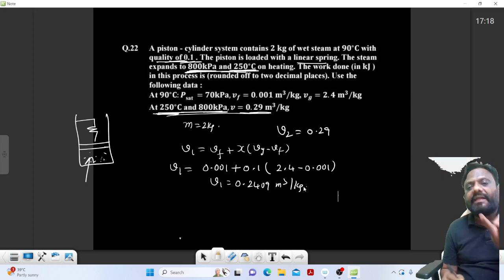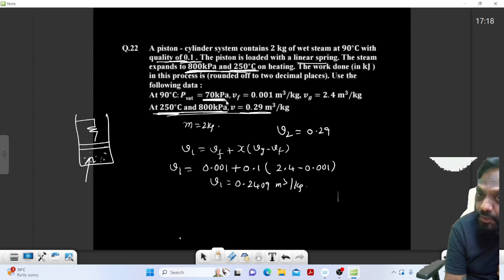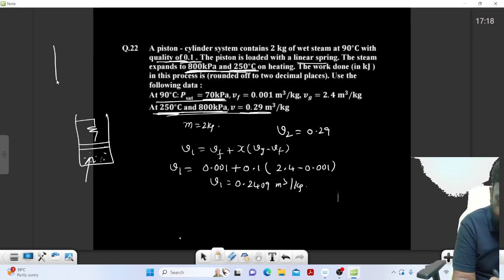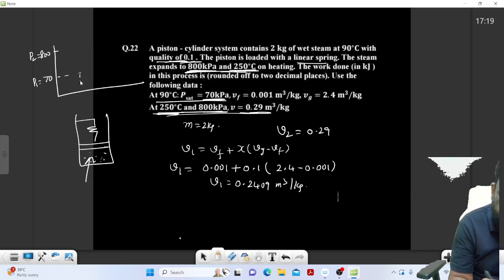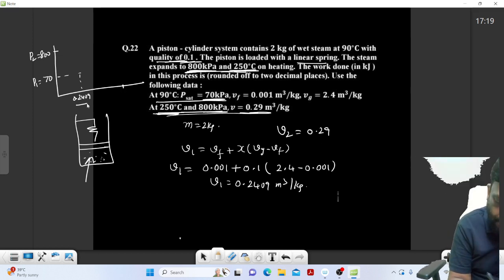Excellent, sir. And he is asking for work, and it is a linear spring. The initial pressure is 70 kilopascal, because initially it is in the wet region at a pressure of 70, and the final is 800. The initial volume is 0.2409 and the final volume is 0.29, which is more. This is the initial point and this is the final point.